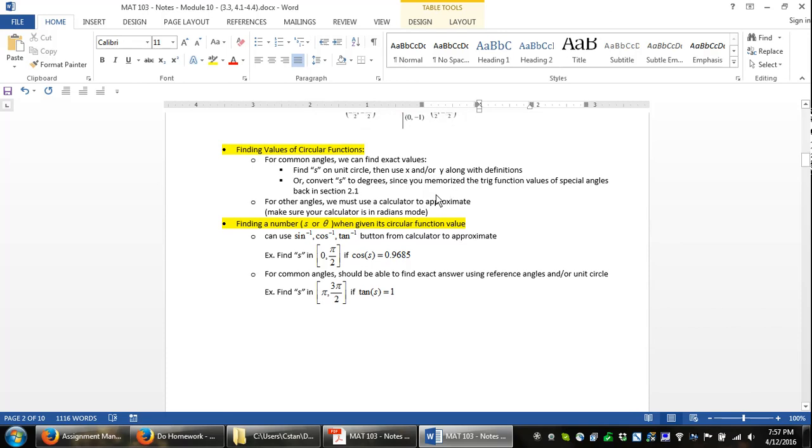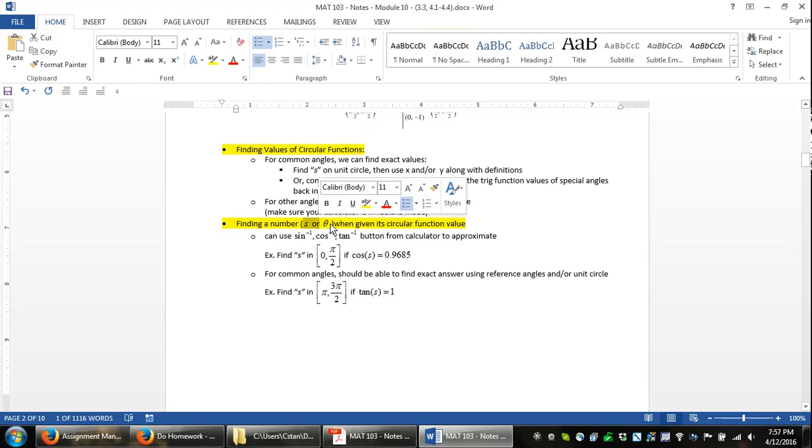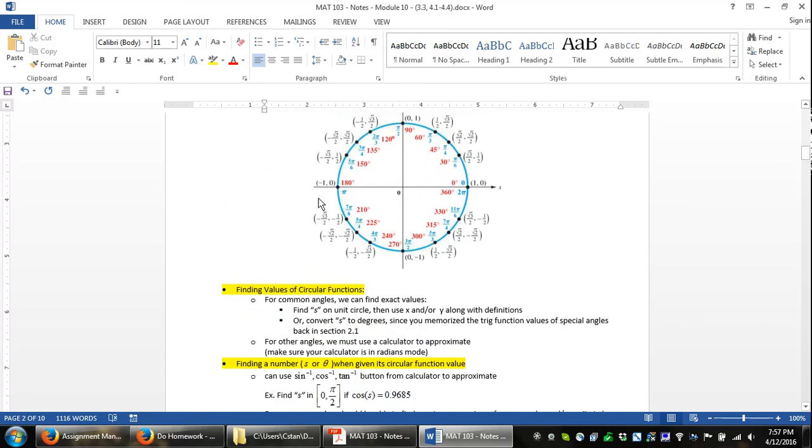In fact, all of this next part, finding a number, either your arc length or angle, whatever you want to think of it as, when given the circular function value. So example, okay, for this we would need a calculator. But like this, where is tangent equal to 1? Tangent is y over x. And they say between pi and 3 pi over 2. So there's pi, 180 degrees. 3 pi over 2 is right here at 270 degrees. Where in here is tangent equal to 1?